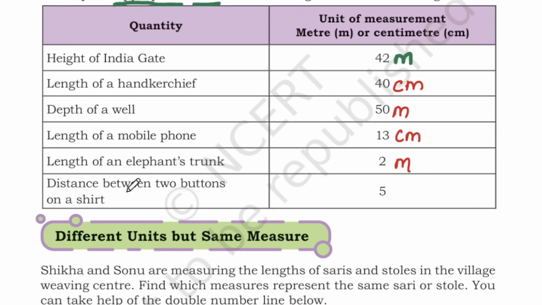Next, distance between two buttons on a shirt. So the distance between two buttons on a shirt will be in centimeters.